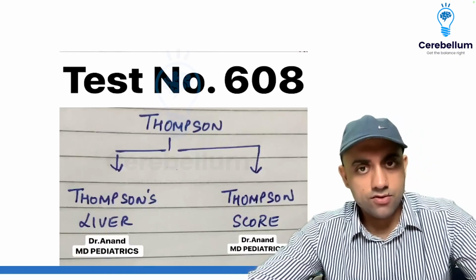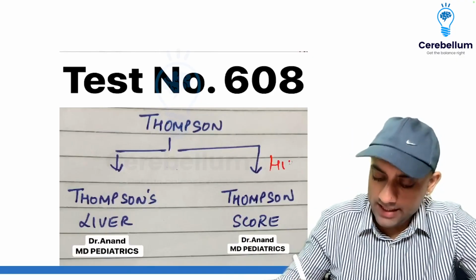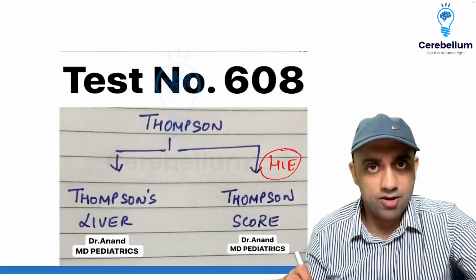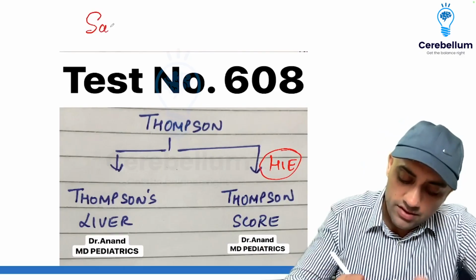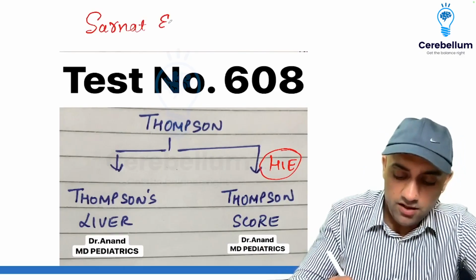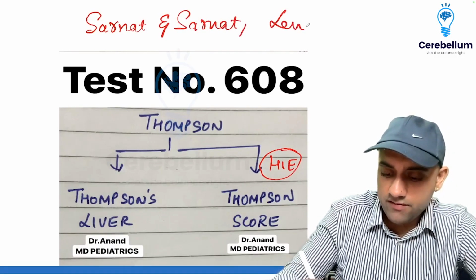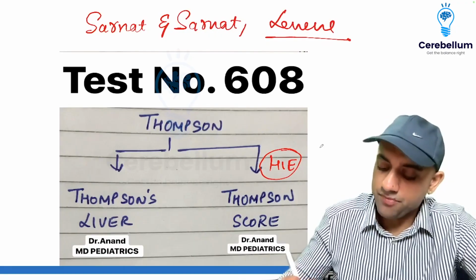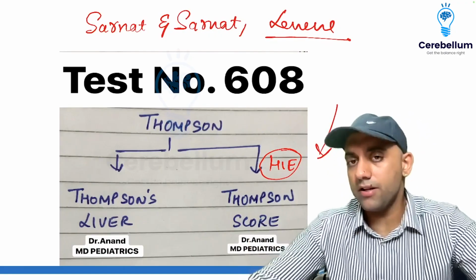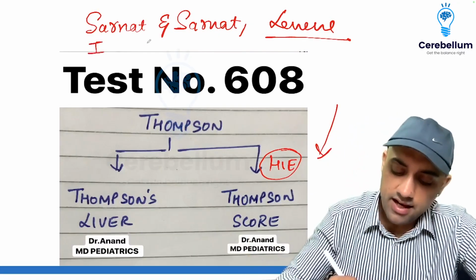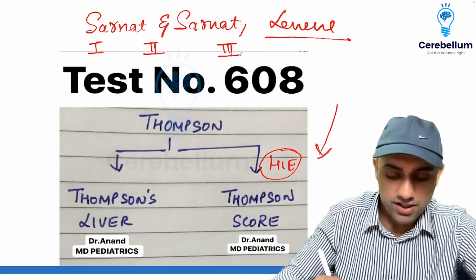Thompson liver and Thompson score. Thompson score you do in HIE. You know, the baby who has not cried immediately after birth has gone into hypoxic ischemic encephalopathy. We use 3 stagings for that, HIE. One staging we can use is Sarnat and Sarnat, which is very big. One staging we use is Levene staging, and one is the Thompson score, used for HIE staging. Okay, Sarnat and Sarnat has 3 stages: stage 1, stage 2, stage 3.